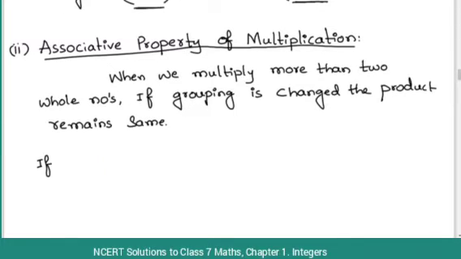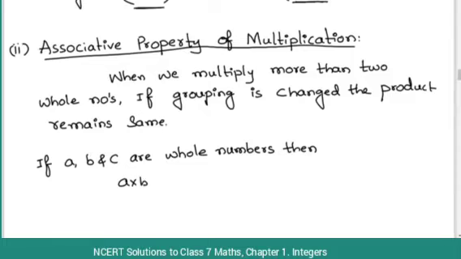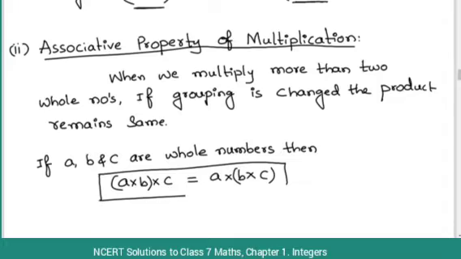That is, if A, B and C are integers or whole numbers, then we can write the associative property of multiplication as (A × B) × C is equal to A × (B × C). So this is the associative property of multiplication. I will take some examples also.